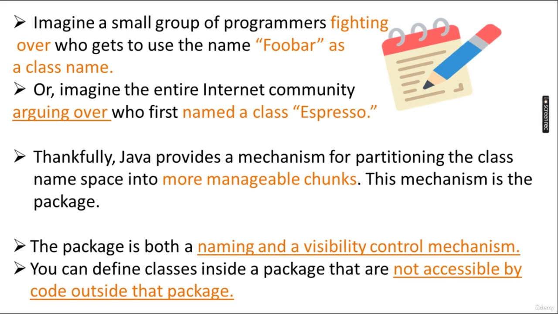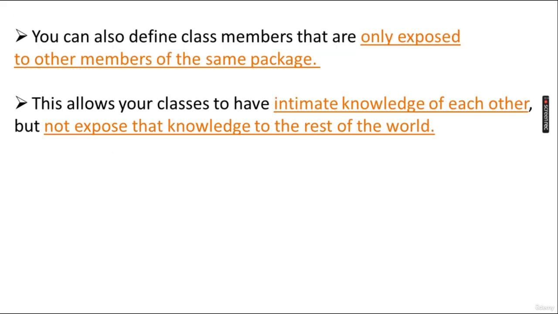You can define classes inside a package that are not accessible by code outside that package. You can also define class members that are only exposed to other members of the same package. Also, you can give the default access that we have already understood in access specifiers, so that these data members will be visible only to other members of the same package.